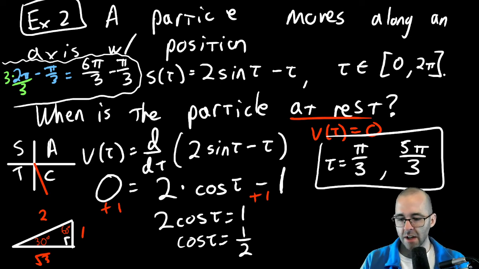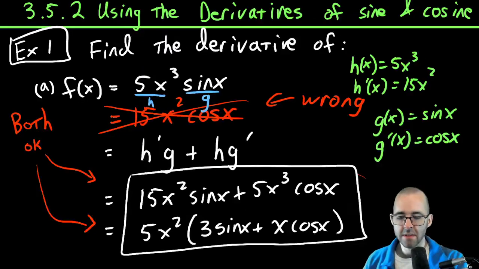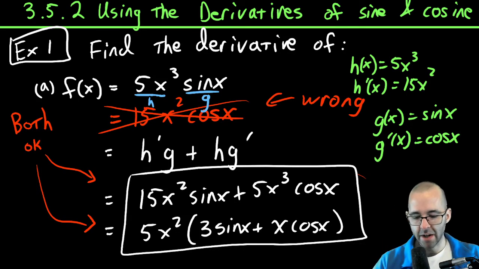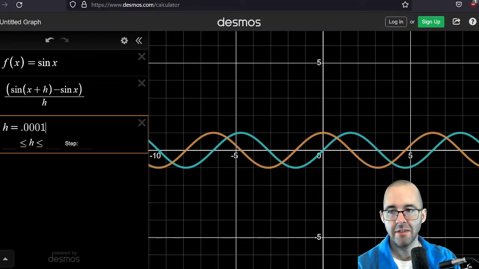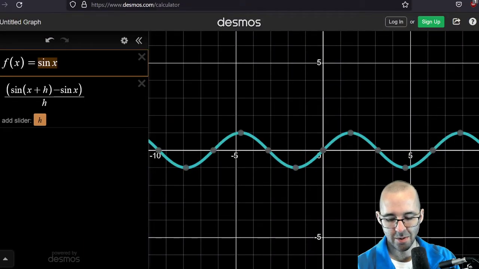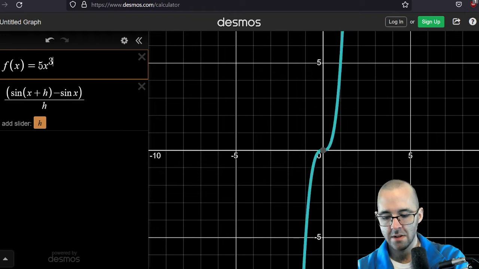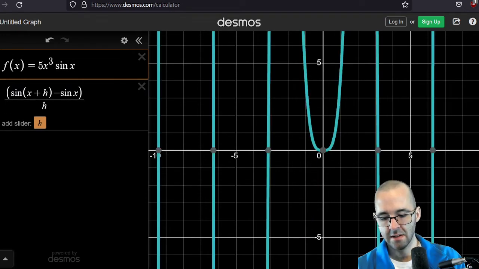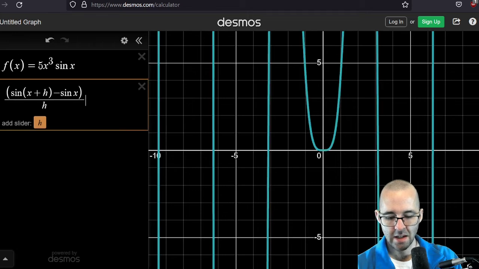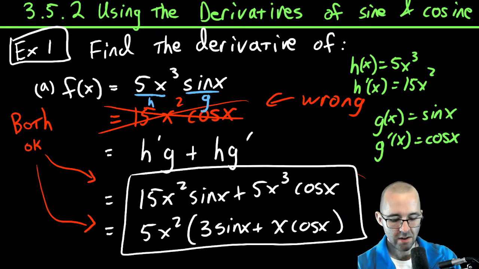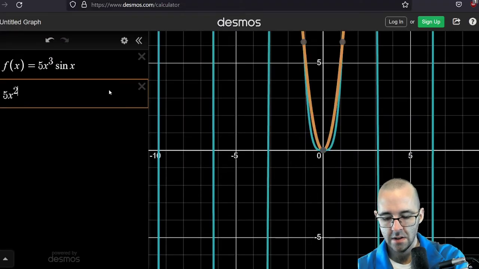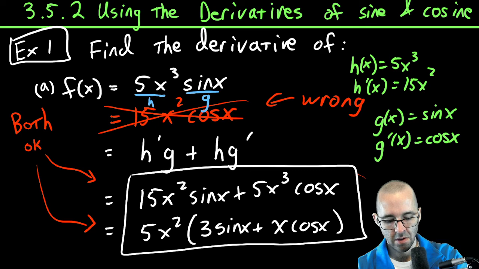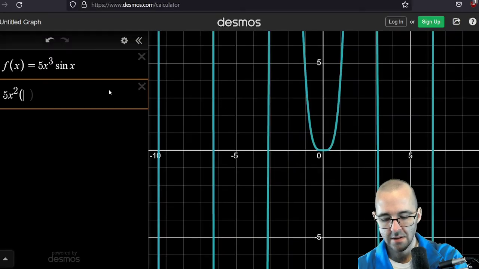And for a lot of these, you can graph them as well. Graphing these is kind of hard, but it's a way to check your answers, and there's a couple of ways of going about it. If you just look at this first one, our function is 5x cubed times the sine of x. I don't know if this is going to work. I think it's going to work. 5x cubed times the sine of x. And then, ooh, that's kind of wacky. And then if we look at its derivative, the derivative is 5x squared times 3 sine x plus x cosine x.